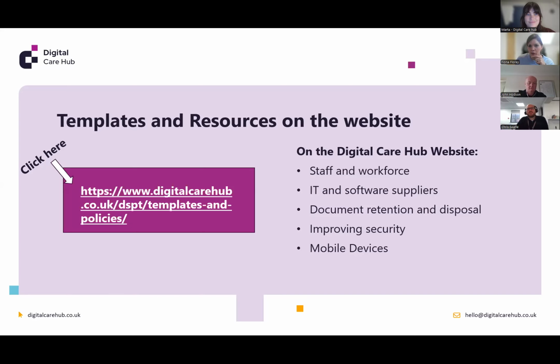Just a couple of final bits. As we've referenced as we've gone through, templates and resources are available on the Digital Care Hub website, not only about the things we've just discussed, but about so much more as well. Anything else you could want to know about digital data and cybersecurity, digitization within social care, it's there. So go and have a look, because there's absolutely masses of resources. As John said earlier, they've been written and developed specifically for social care. So they are really good resources, really accessible.